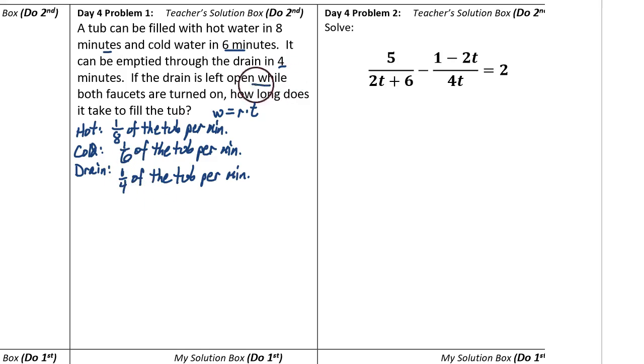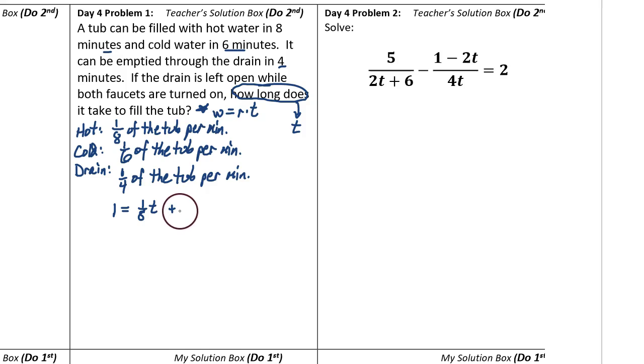The question is, how long does it take in minutes to fill up the tub? Let's represent that unknown amount of minutes with the variable t. And let's use our formula, work equals rate times time. In place of W, we're going to substitute 1, meaning filling up 1 tub. Then we'll add together the amount of work from the hot and cold water faucets, but then subtract the work done by the drain. So the hot water faucet is 1/8 times t.